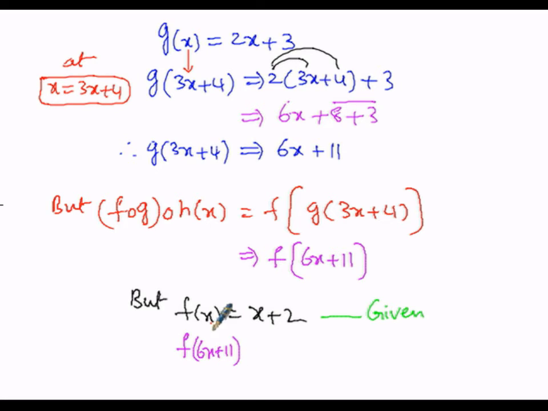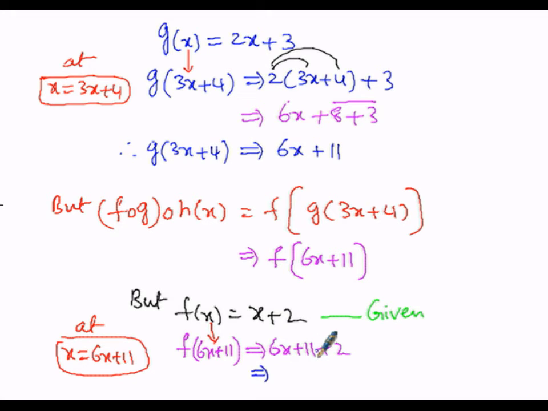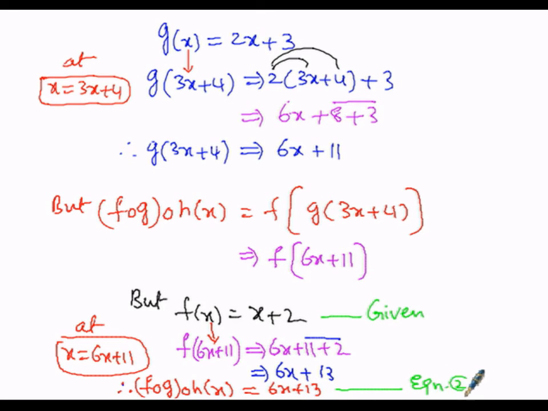Here x must be substituted by 6x plus 11. So at x equals 6x plus 11, x is replaced by this 6x plus 11, then plus 2 must be copied as it is. 11 and 2 are constants, and 6x is the variable, written as it is. Plus of plus is plus, we add up: 11 plus 2 is 13. 11 is greater than 2 and has a positive sign, therefore 13 has a positive sign. So in this manner, f of g of h of x is 6x plus 13. This is equation number 2, which we got from case number 2.